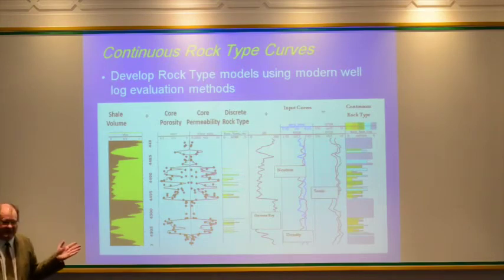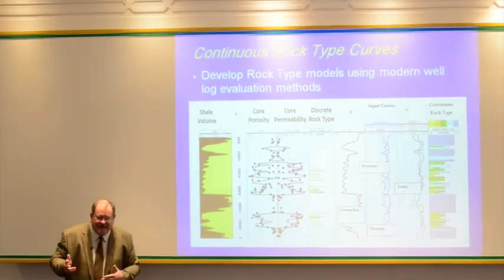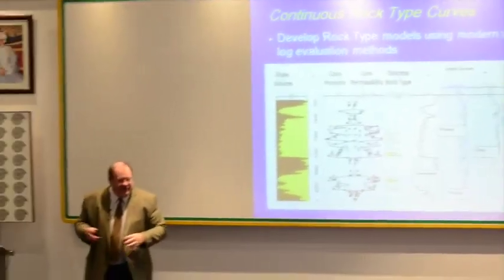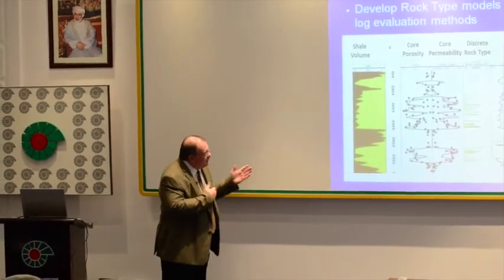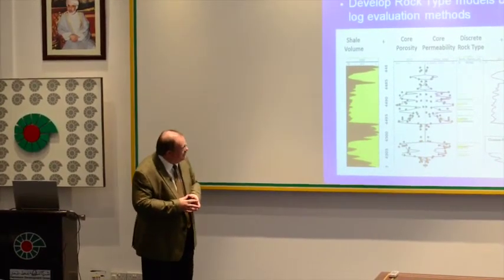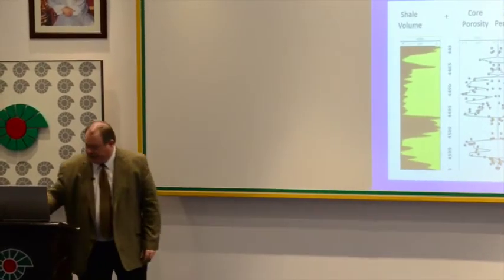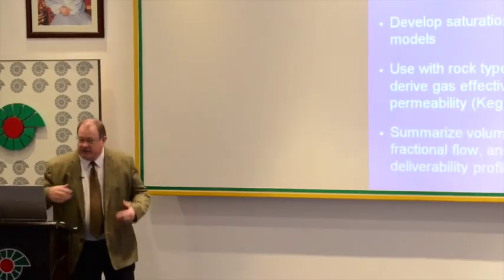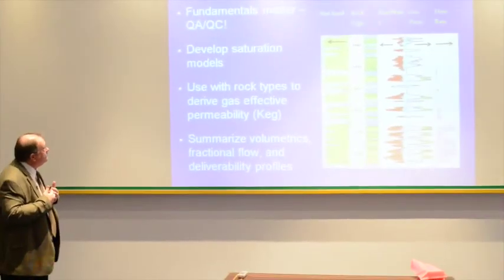So this is not rocket science. People have been doing rock typing in conventional reservoirs, flow zone indicators, mean hydraulic radius, Pittman and Wendland, and on for a lot of years. But the point is, we end up with a continuous rock type curve. Well, so what? Now I've got a stress profile and a rock type curve, which then helps me get into this concept of a deliverability profile.